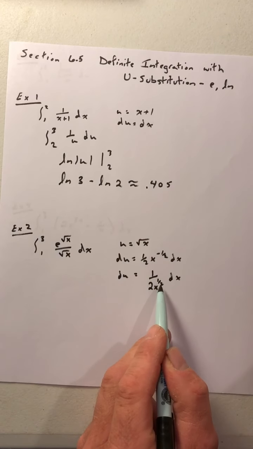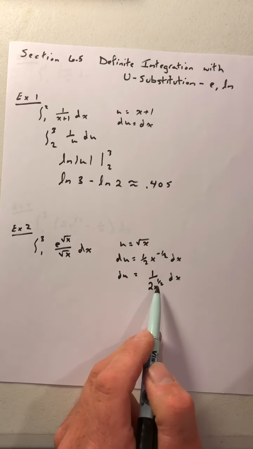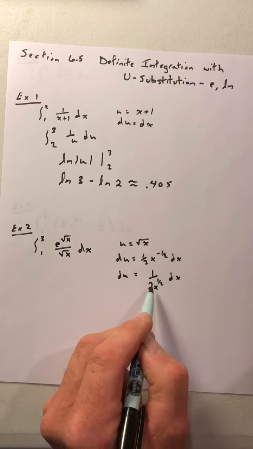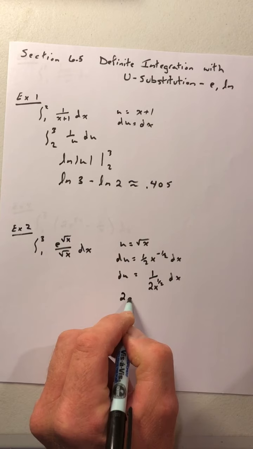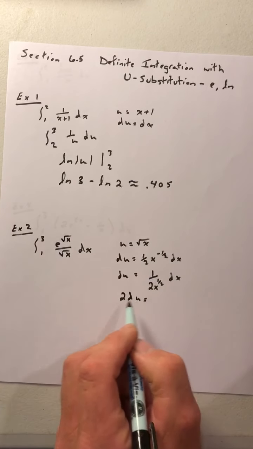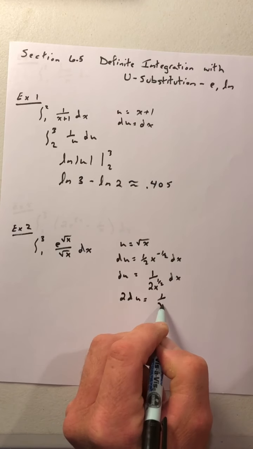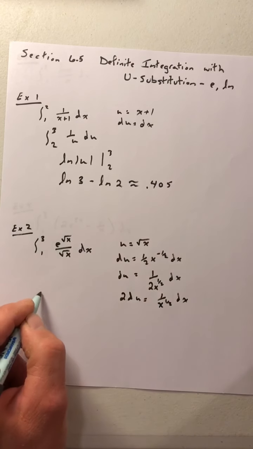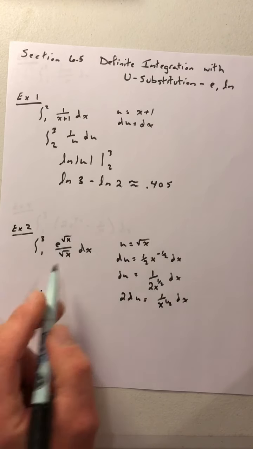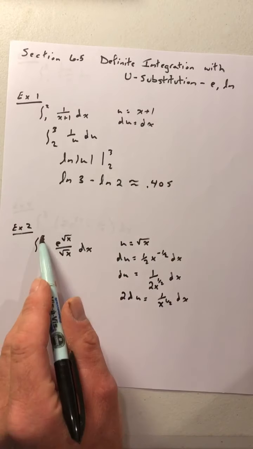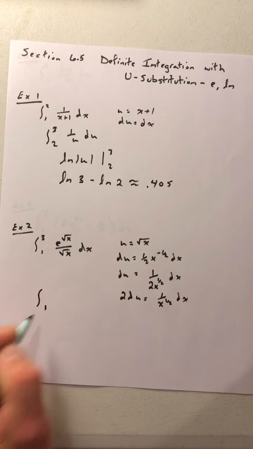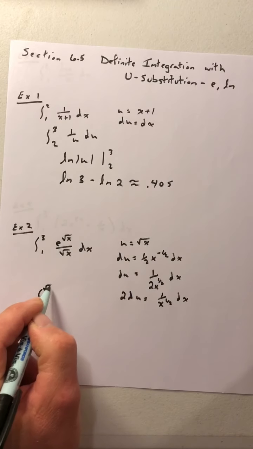So we do have that x to the 1/2 on the bottom, or the square root of x. We don't need this 2, though, for our integration, so we're going to bring that 2 back over with the du. So 2 du is going to equal 1 over the square root of x, or x to the 1/2 dx. So now we're integrating. I'm going to plug in my 1 and my 3. Again, these are x values, so I'm going to change them to u values. The square root of 1 is 1, and then we have the square root of 3.